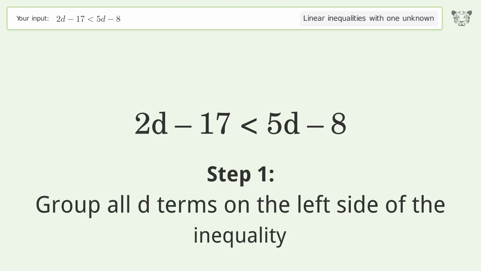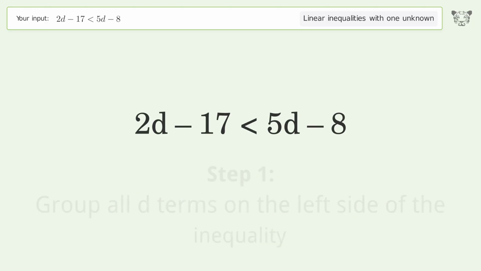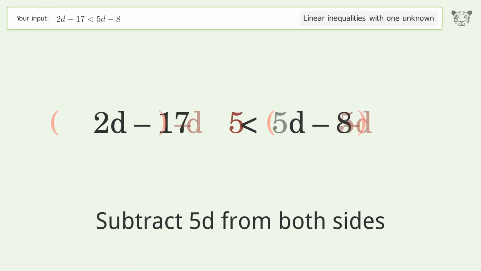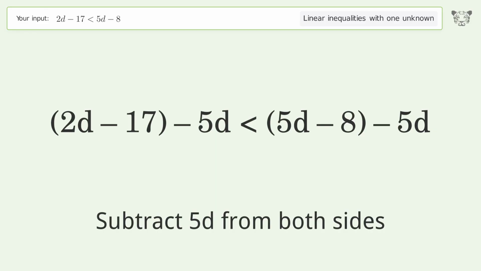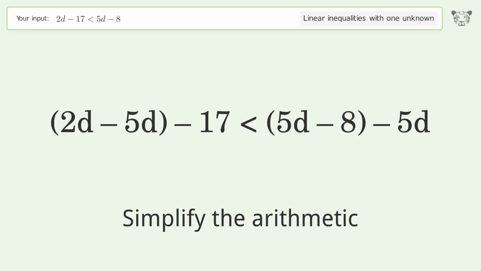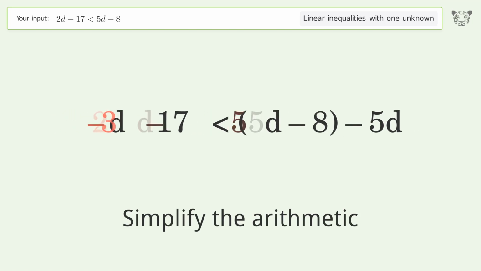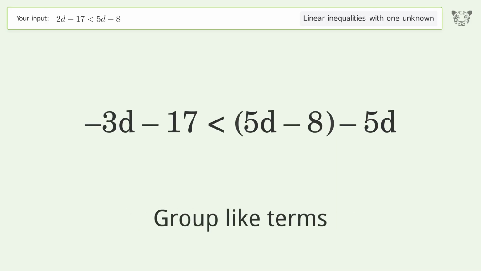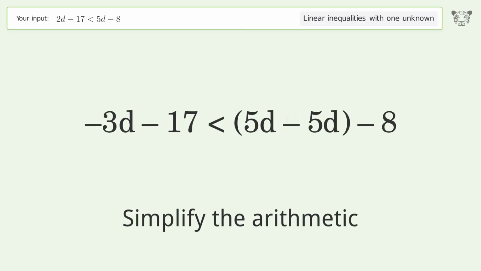Group all d terms on the left side of the inequality. Subtract 5d from both sides. Group like terms. Simplify the arithmetic. Group like terms. Simplify the arithmetic.